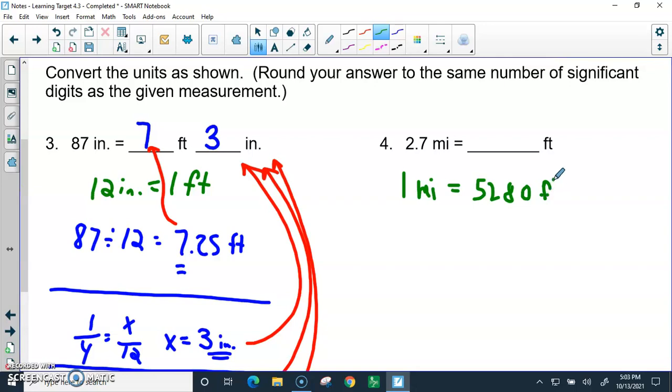Okay, now, since you are going from a larger measurement to a smaller measurement, you're going to end up multiplying. Okay, we're going to multiply. So we're going to take that 2.7 miles and we're going to multiply it by 5,280. And if you do that, you get a big number. You get 14,256 feet.